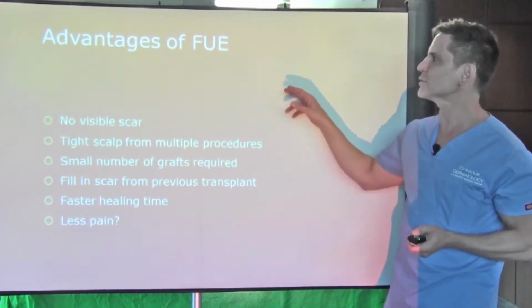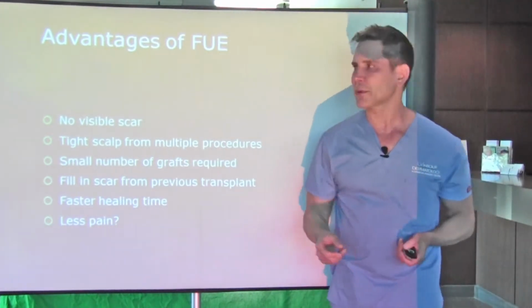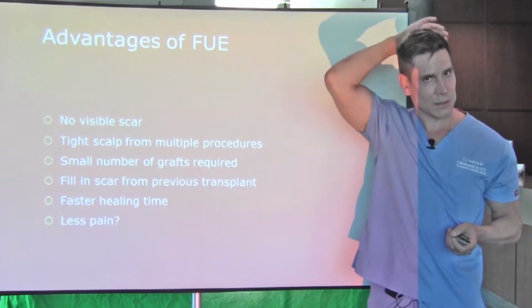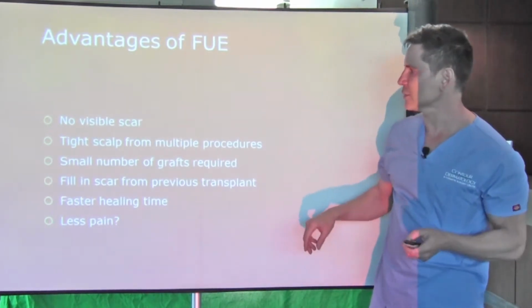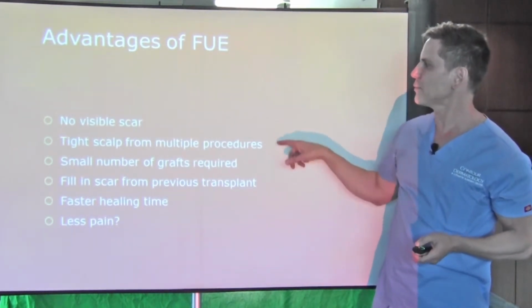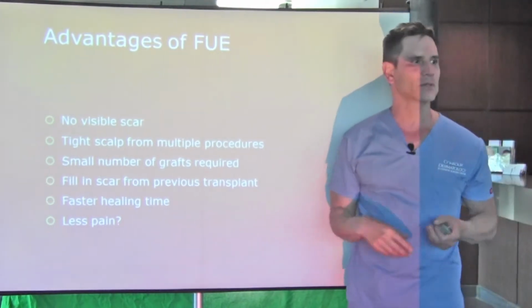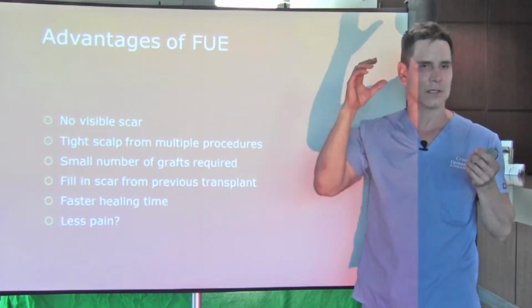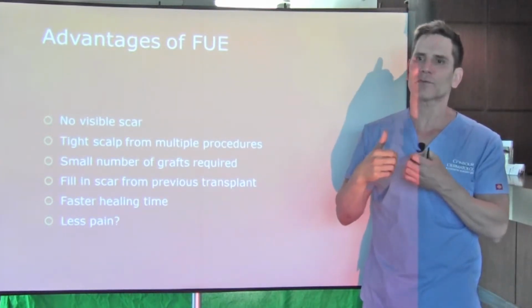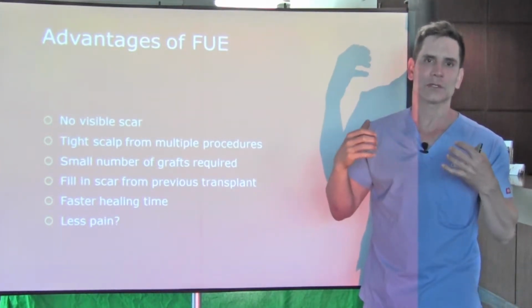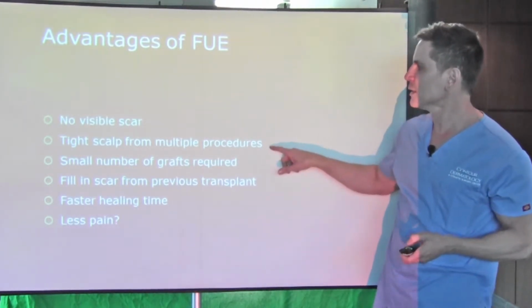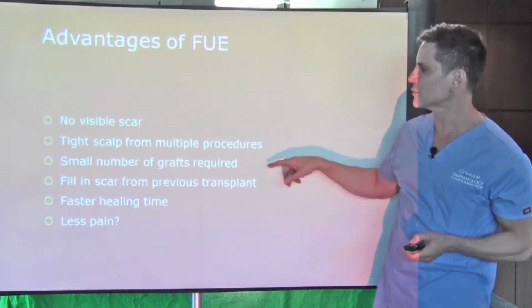Now the advantages to FUE instead of doing the strip are the scar should be invisible because we're just taking little individual hairs, so the scars heal up beautifully. Another reason we may want to use the FUE as opposed to the strip is if you've had multiple hair transplants, it gets tougher and tougher to close the scalp because there's less movement in the scalp if you take some of it out. I mean, that just makes sense. So if it's too tight, we can't do the strip grafting.